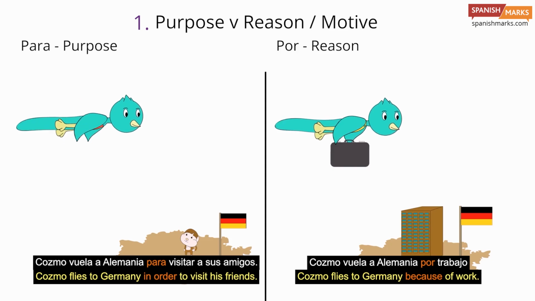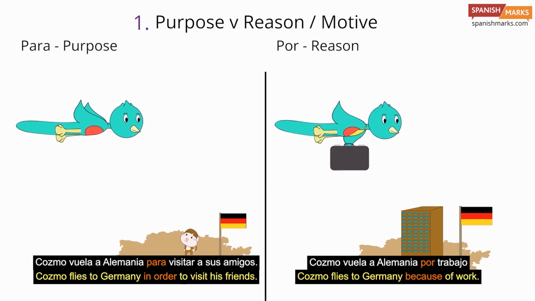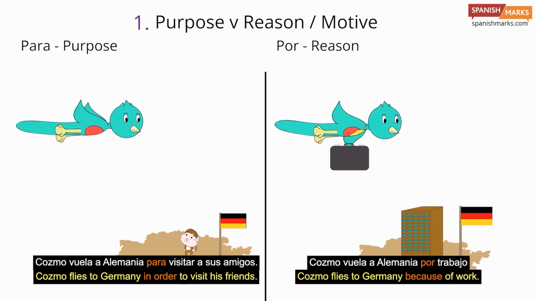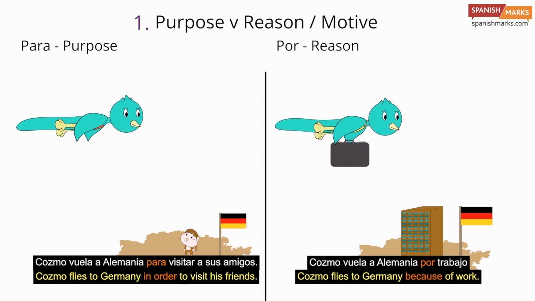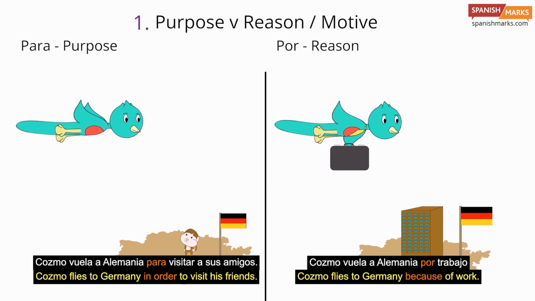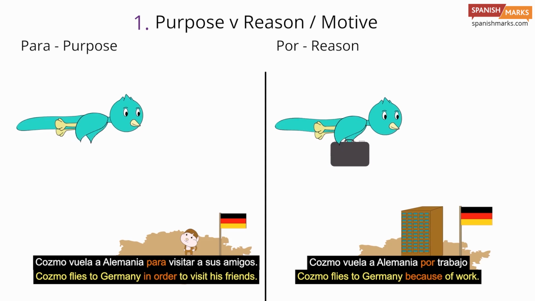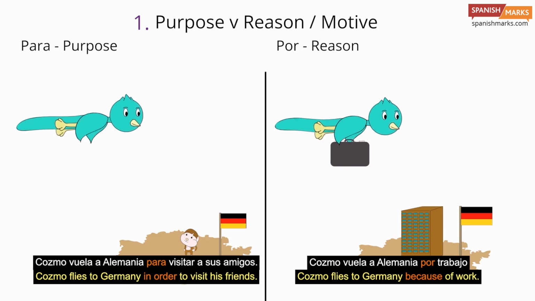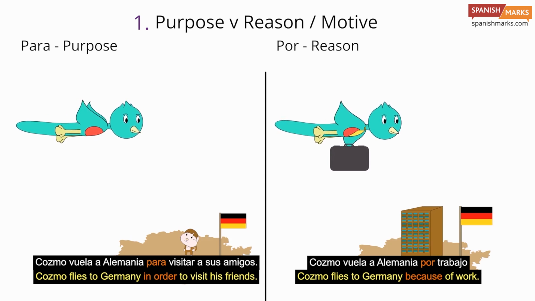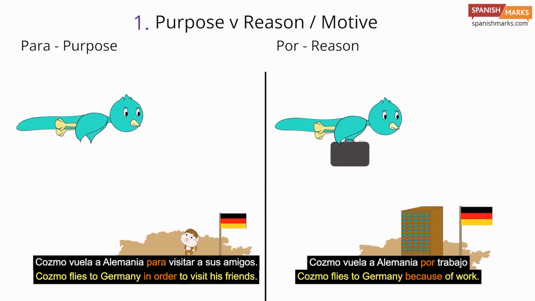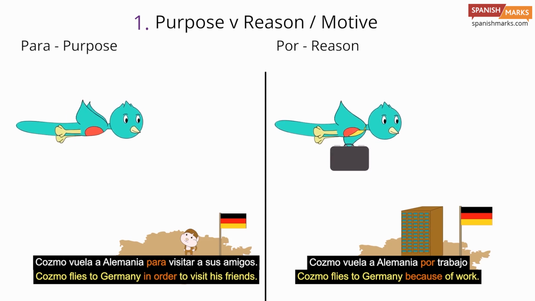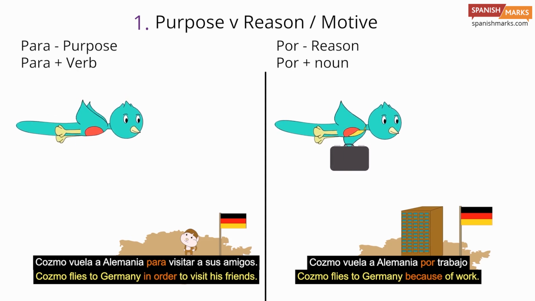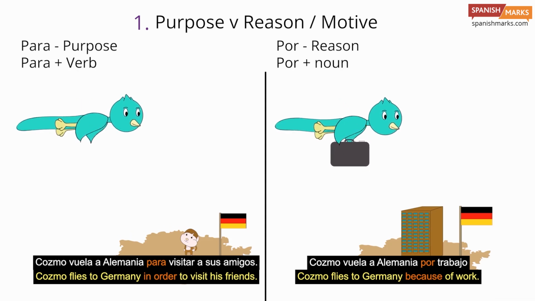Por. Use por to talk about the reason for doing something, and in English it is usually translated as because of. Cosmo vuela a Alemania por trabajo. Cosmo flies to Germany because of work. Can you see the differences as to why Cosmo is flying to Germany? For the first example, the purpose is to visit his friends. In the second example, he is going because maybe his work is making him go. Generally, for this category, you would use para plus verb and por plus noun.